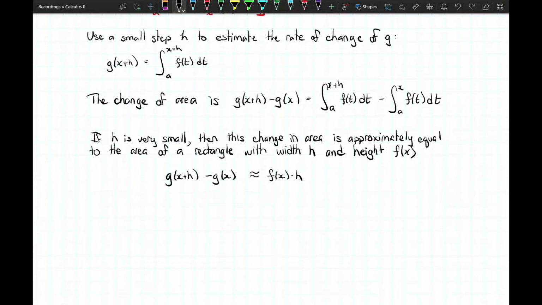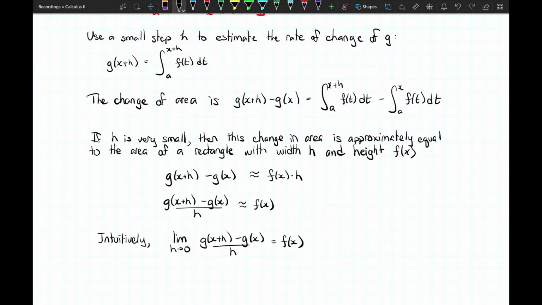We could rewrite that in a way that might start looking a little familiar. G of x plus h minus g of x, the change in area, if we divide by the width h, that is approximately equal to f of x, so long as h is very, very small. And maybe just kind of intuitively, as h gets smaller, this gets to be closer and closer until we can use an equal sign when we actually use the limit as h goes to 0.